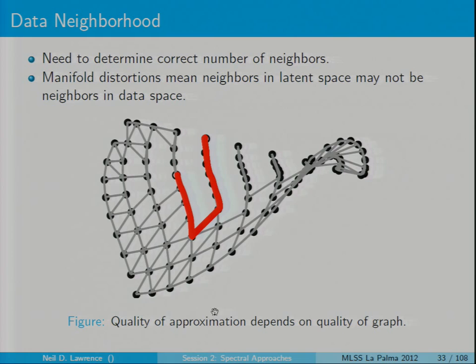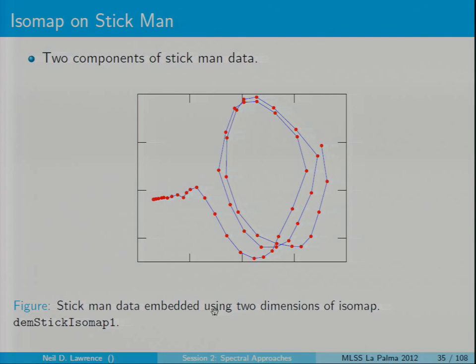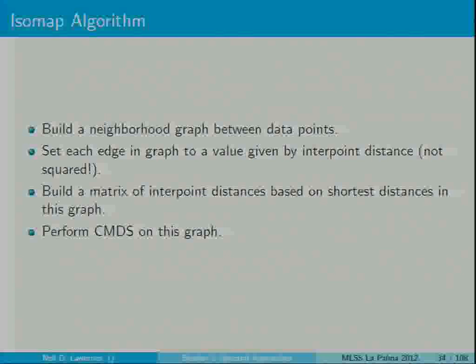And that's a problem for all these methods. In fact, the methods are simple because they ignore that problem. Really, dimensionality reduction is not a convex problem. It's convex if you assume you have the right graph and do what's going to follow. So I'll just show you quickly the results on that stickman data. This is a lovely visualization. You build a neighborhood graph, you compute these distances, and you just do CMDS on the resulting graph.